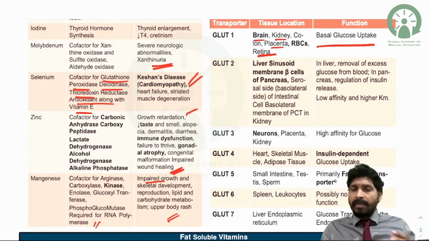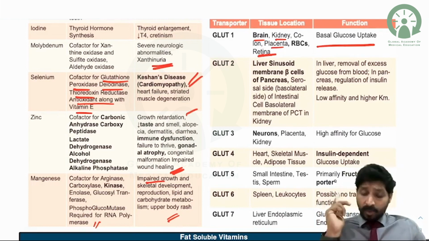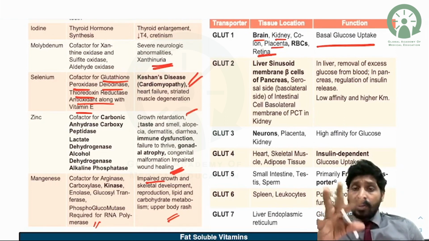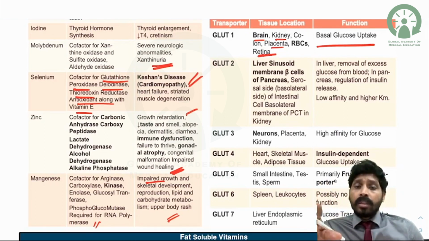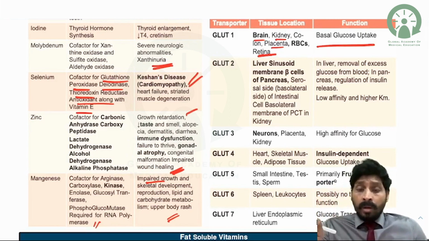Whatever the glucose is coming, they just take it. GLUT2 is more of a sensory type. It is exclusively present in liver and pancreas. They analyze the fluctuations of glucose in the blood, and they release insulin from the pancreas, and at the same time stop the mechanism of gluconeogenesis in the liver.